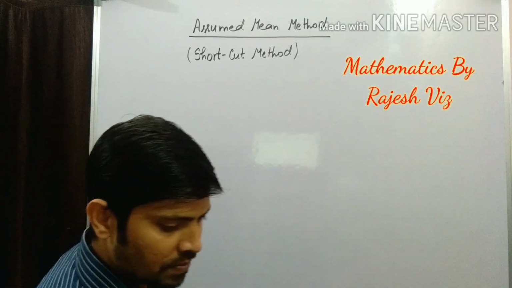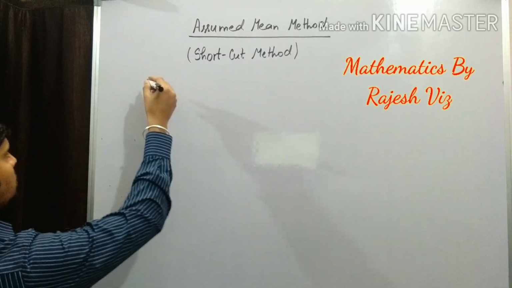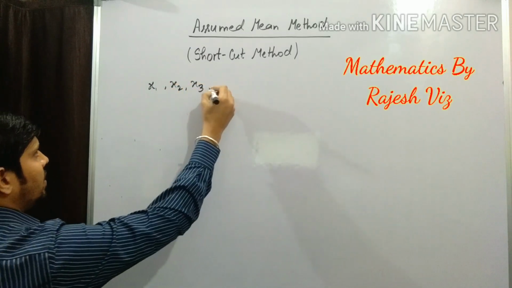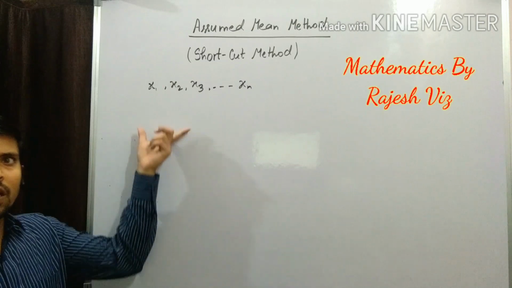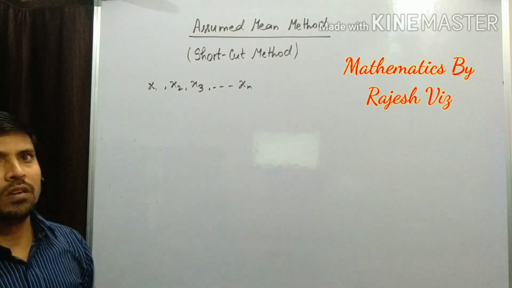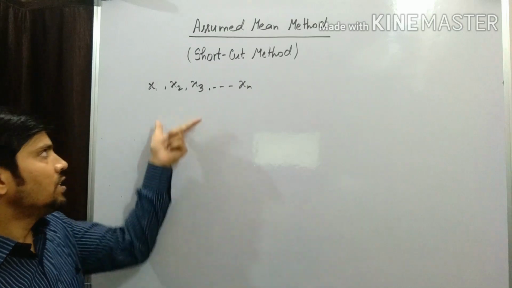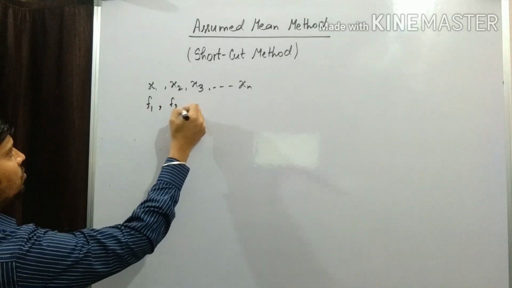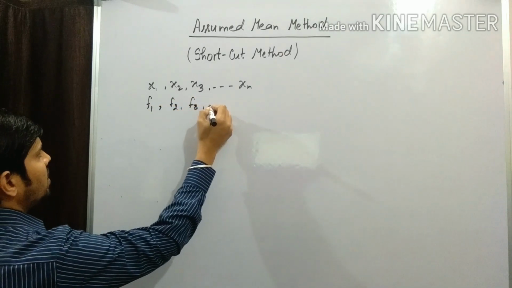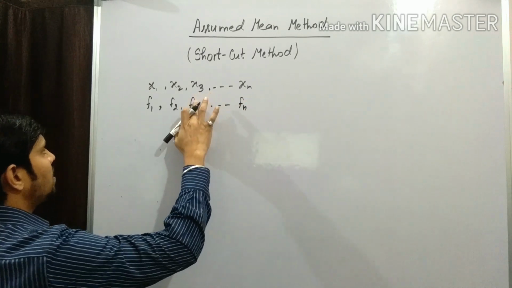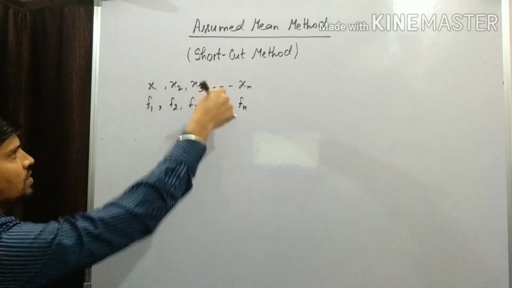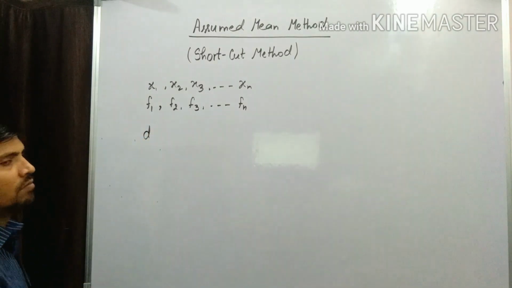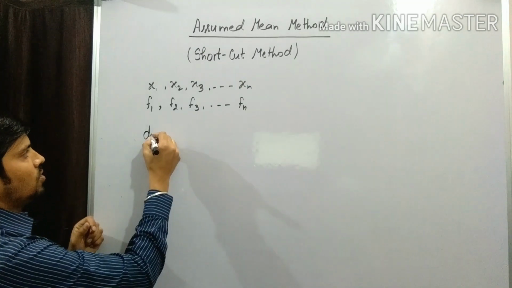Let us suppose x1, x2, x3, dash, xn are the different values for a variate x, and the corresponding frequencies are given as f1, f2, f3, dash, fn. Then there is a deviation di. This is called the deviation di.